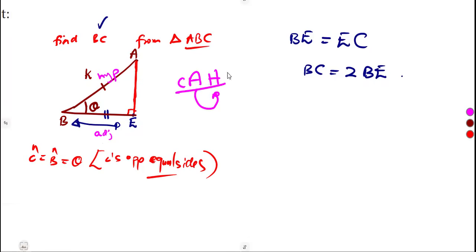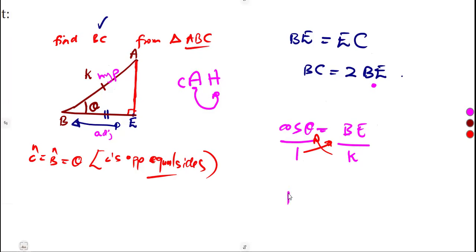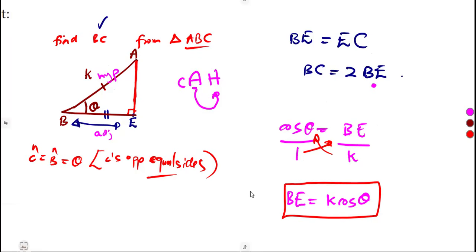Adjacent hypotenuse is on the cos. So the cos of angle theta is equal to the adjacent, which is BE. Remember I said you can use BE, you can use EC, depending on the triangle that you're given. So that's the adjacent BE over the hypotenuse, which is K. So therefore, BE can be calculated. This is over 1. Just cross multiply. That's 1 times BE, which is BE is equal to K times the cos of theta. So we have got BE.